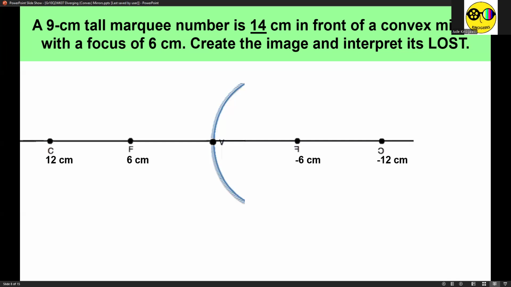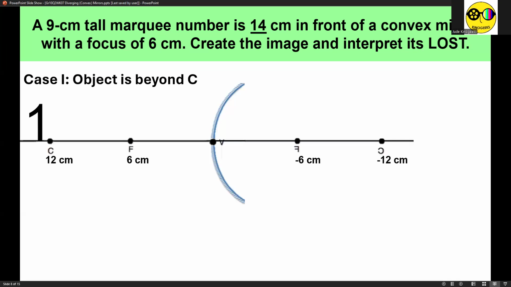So all ray diagrams for this topic will be using these four values. Now let's focus on the first object. The object is 14 centimeters in front of a convex mirror. 14 centimeters is greater than 12, so that means our first object, number 1, is beyond C.